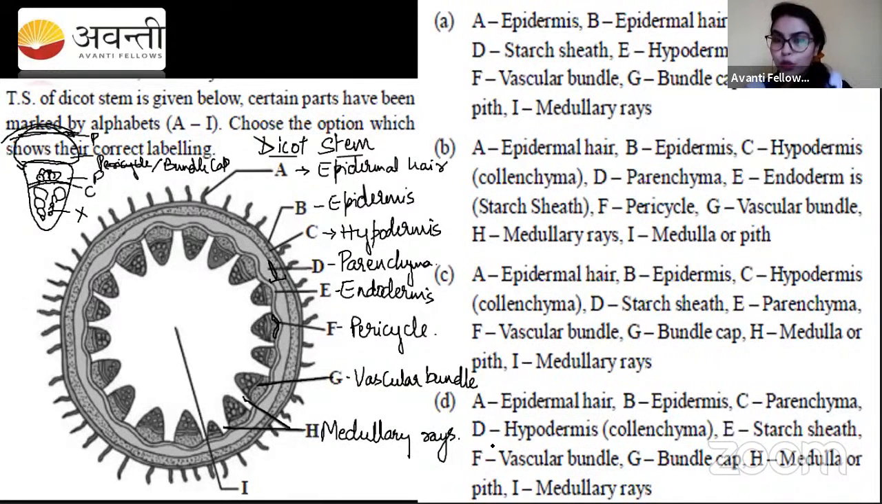Okay, so tomorrow I'm going to explain to you about the secondary growth. Then I will tell you what is the function of cambium, what is the function of medullary rays, how the secondary growth is going to happen, all the things.